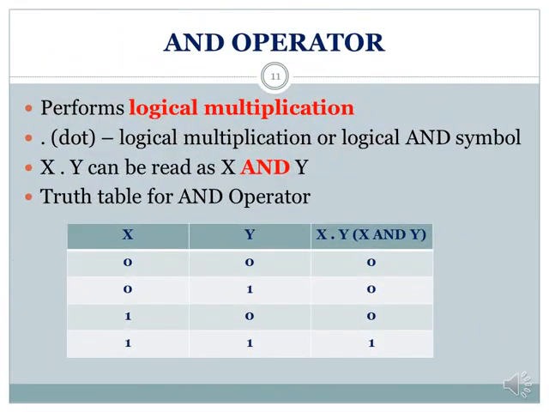The AND operator will perform the logical multiplication. It is represented with the help of a dot, and can also be read as x and y. So the truth table for the AND operator has x and y as logical variables with all possible inputs, and x dot y produces the logical multiplication. In logical multiplication, only when both the inputs are true will you get the result as 1. If any one of the values holds 0, the output will be 0.